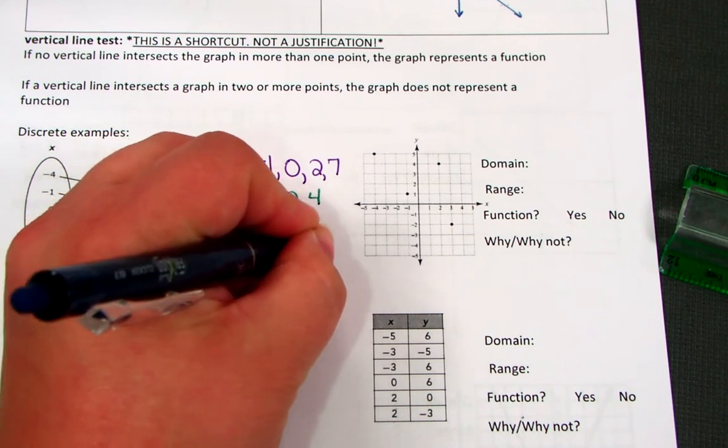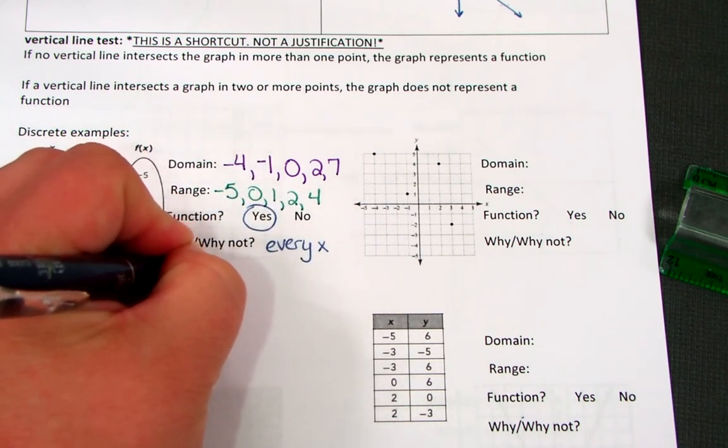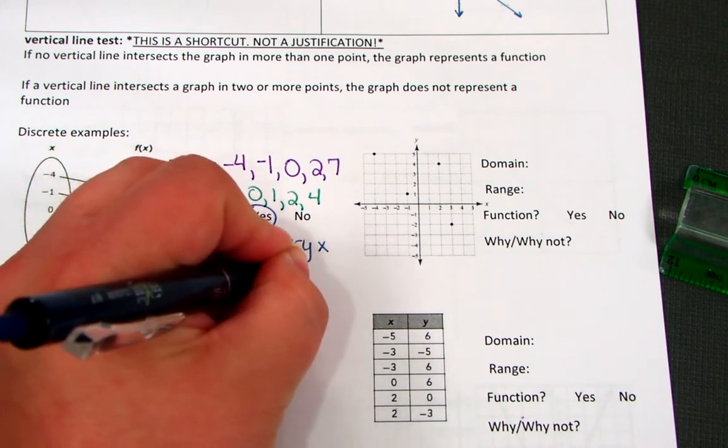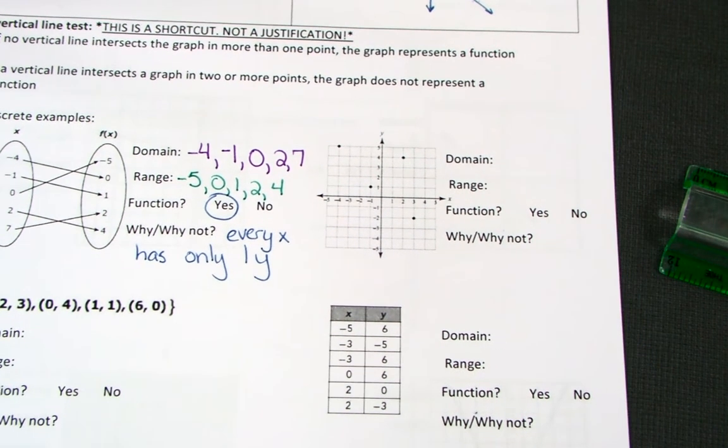It's a phrase that you probably should just commit to memory, because every time you determine something is a function, the reasoning is the same. Every x has only one y. You may want to pause it while you're writing that down, because I know my hand kind of covers. But we're going to move on and look at this graph now.